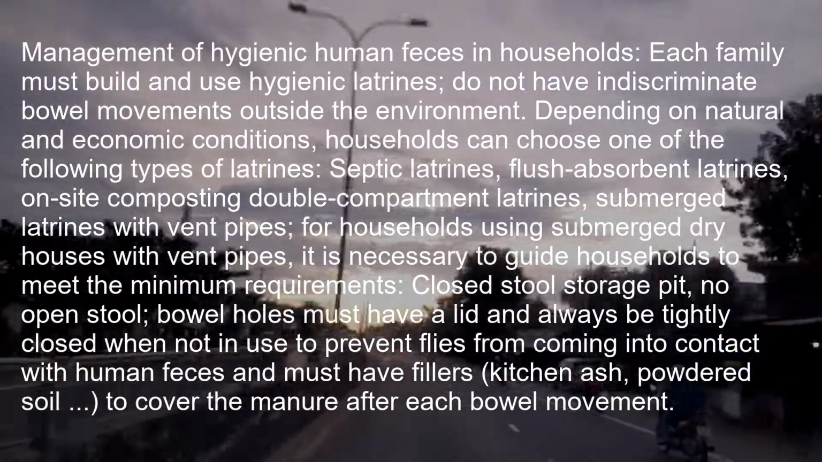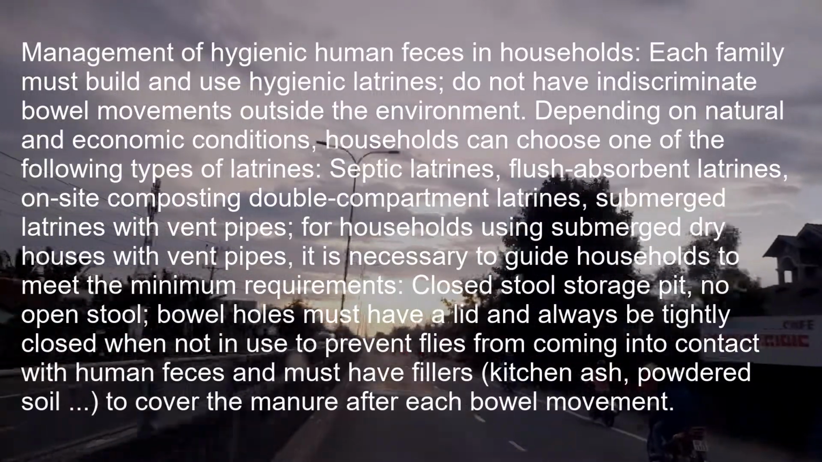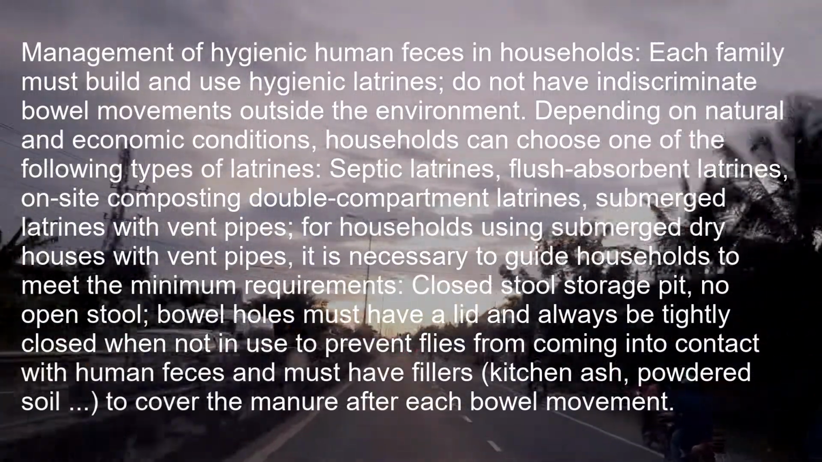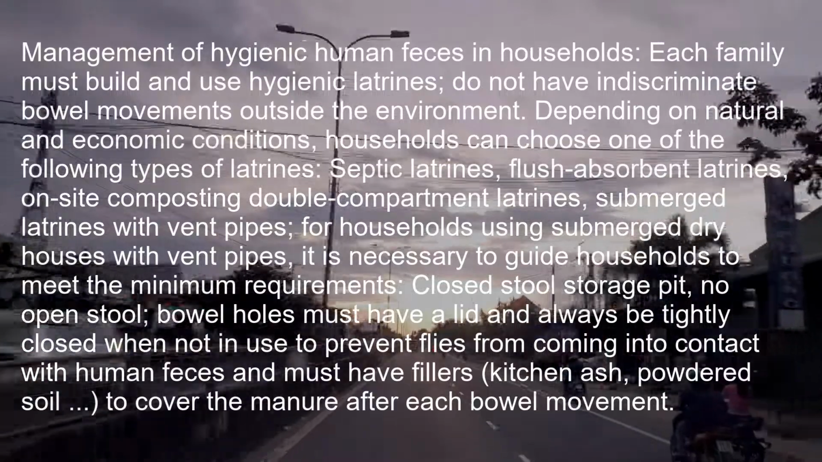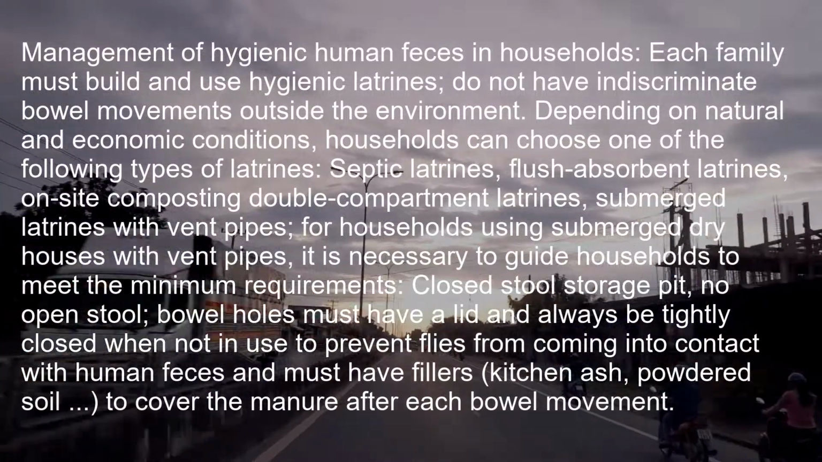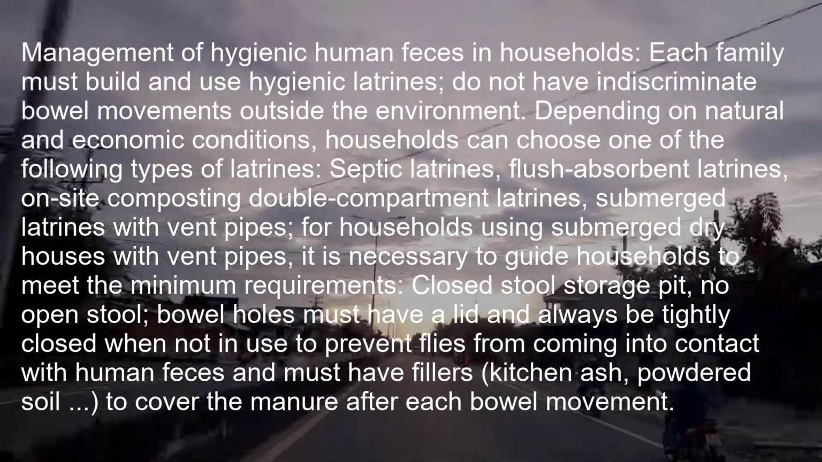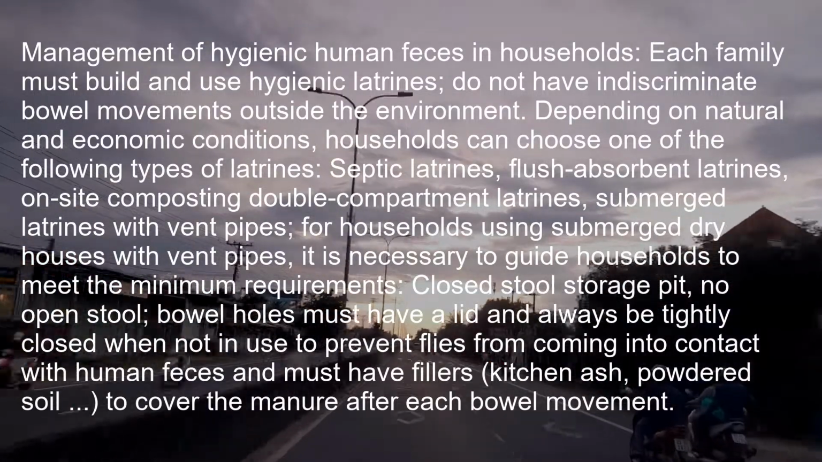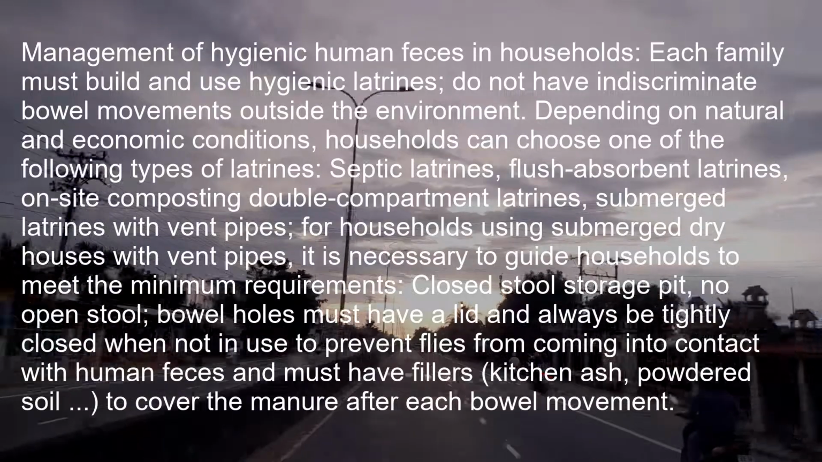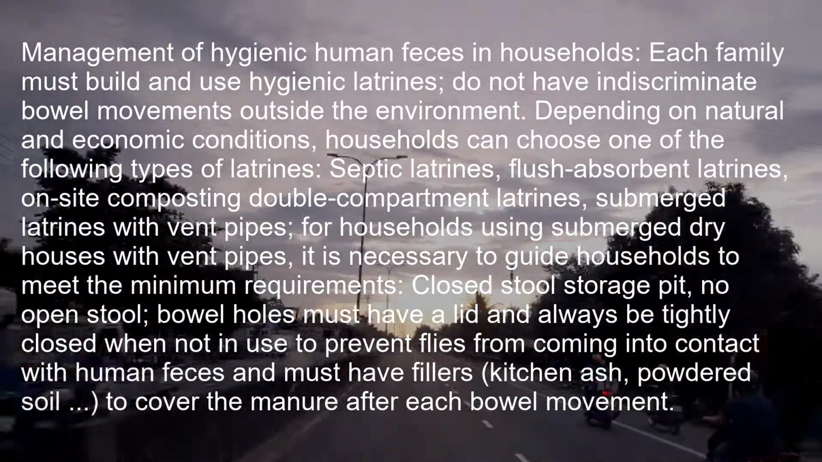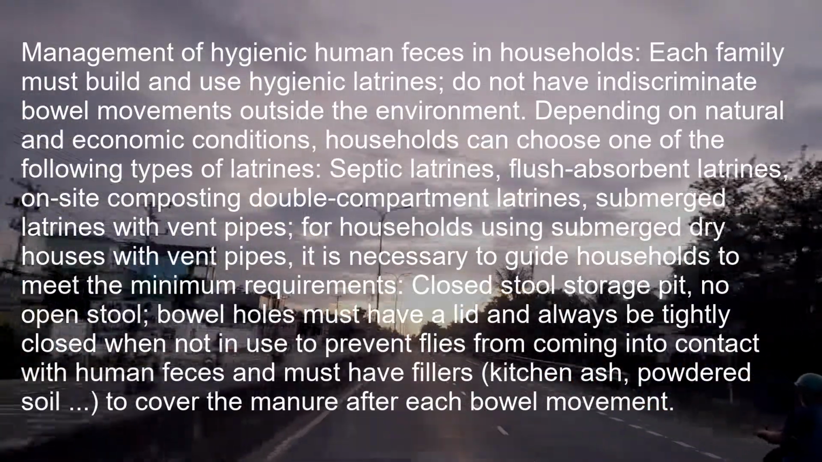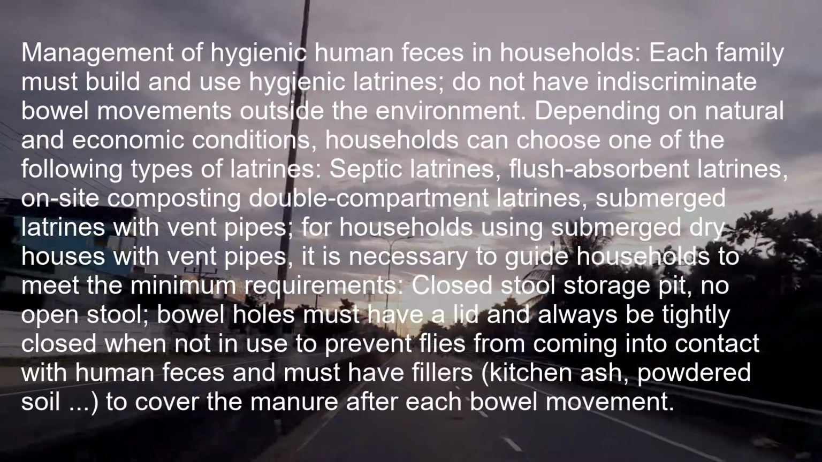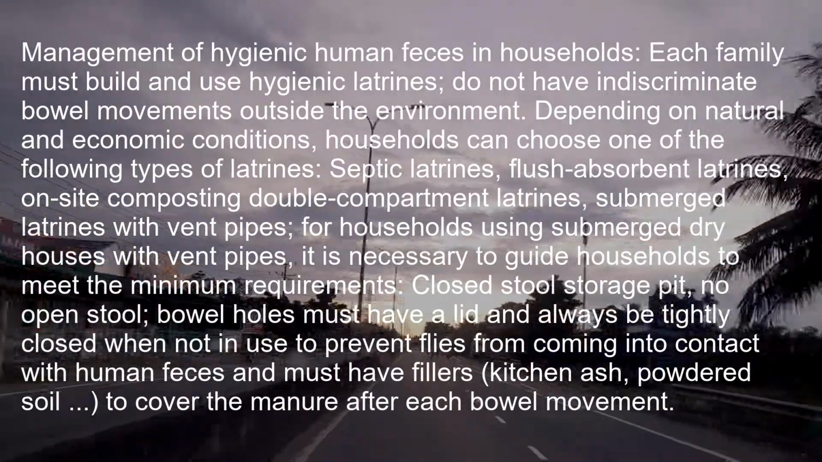Each family must build and use hygienic latrines. Do not defecate indiscriminately in the outside environment. Depending on natural and economic conditions, households can choose one of the following types of latrines: septic latrines, flush-absorbent latrines, on-site composting double-compartment latrines, submerged latrines with vent pipes.